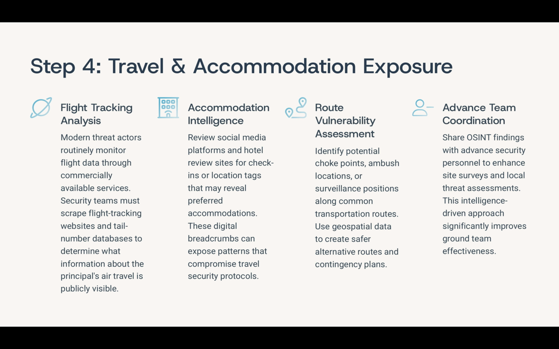Step 4 focuses on travel and accommodation exposure, a critical area where protective intelligence must be proactive. Modern threat actors have easy access to flight tracking websites and tail number databases. This means details about the principal's air travel, like departure and arrival times, can often be found with just a few clicks. Security teams should regularly check these public sources to understand exactly what information is out there and take steps to restrict access where possible.